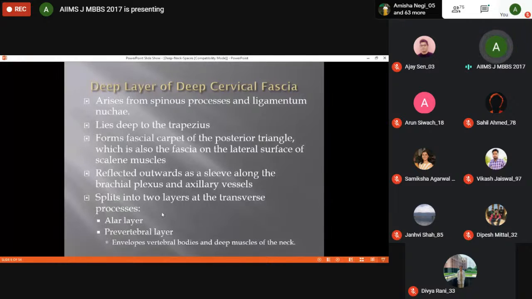There are two layers of this, the alar layer and the prevertebral layer. The prevertebral layer basically covers the vertebral muscles. Over this fascia, the larynx, pharynx, and esophagus glide over these vertebral muscles. As you can hold your larynx and move it laterally, side to side. That is because this deep layer and the middle layer, which covers the larynx and esophagus, basically glide over each other. This is the reason.